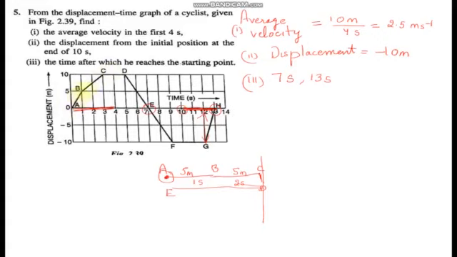From A to B, 5 meter in 1 second. Then it covered B to C, that is 5 meter in 2 seconds. Then it remained stationary for 2 seconds. It didn't move. And then it started moving back towards the initial position. So after 7 seconds, at position E, it is again at the initial position.